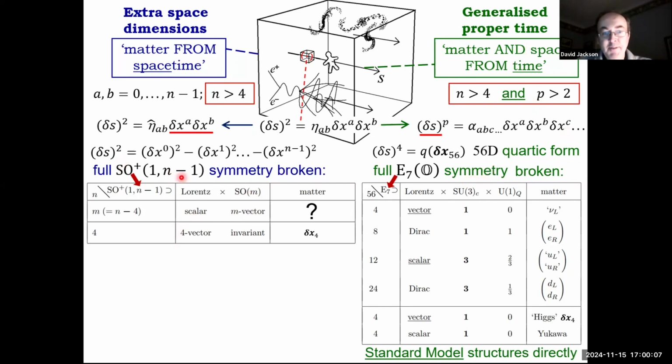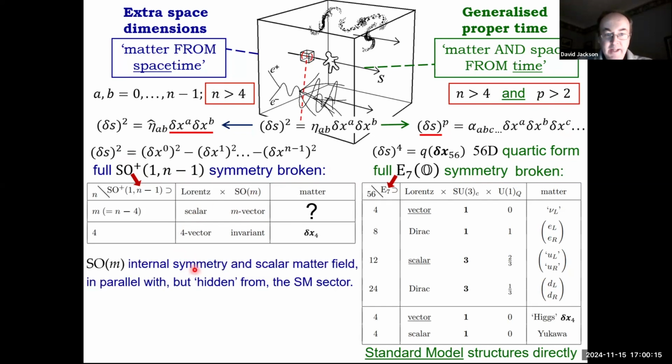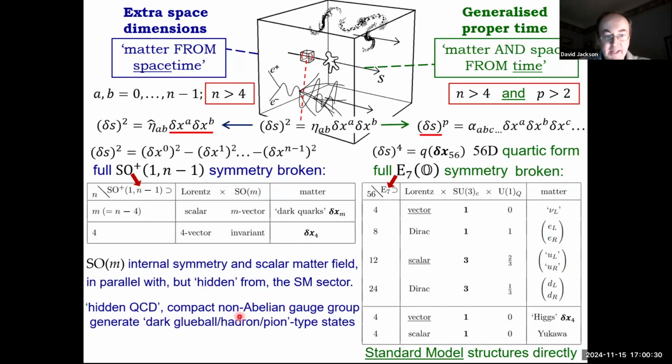On the other hand, we can interpret this as a possible way of generalizing proper time, just not with powers p greater than 2. It's still a possible augmentation of the local proper time interval. So because this matter transforms under SO(M), it's completely independent of the standard model sector. So this would be kind of dark to what we see in the visible sector. So this provides a kind of hidden form of QCD as a candidate for dark matter from this parallel sector. And in fact, a candidate for self-interacting dark matter.